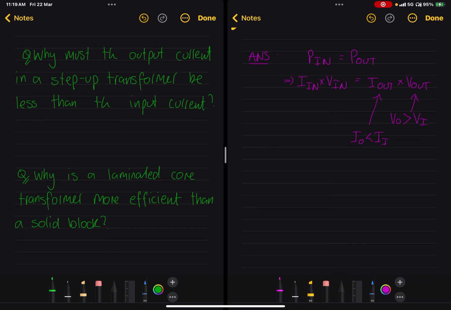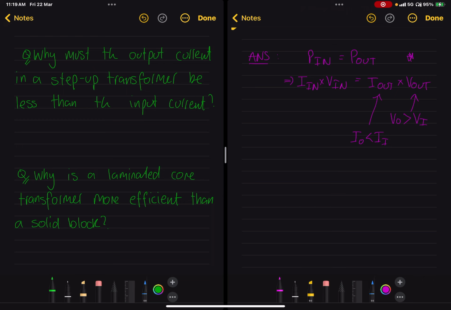So, mathematically speaking, we need the output current to be less than the input current. We need the output current to be lower in order for the output voltage to be higher. This is under the assumption that this is an ideal transformer where power in is equal to power out. So this is what we get. This is the general answer, and you can prove this mathematically.